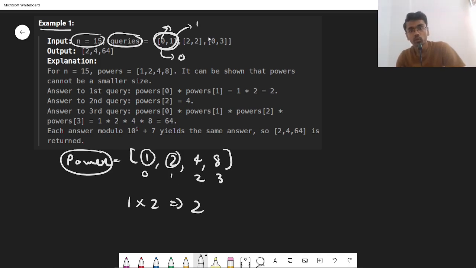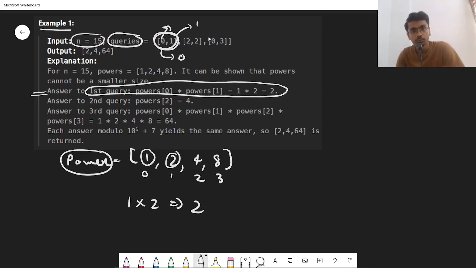So you can also see in this explanation as well, for the first query the result we are getting is 2. Now for the second query, that is 2 comma 2, since there is only one unique index, we will take the product as that particular value itself. So for the second query we get the product as 4.